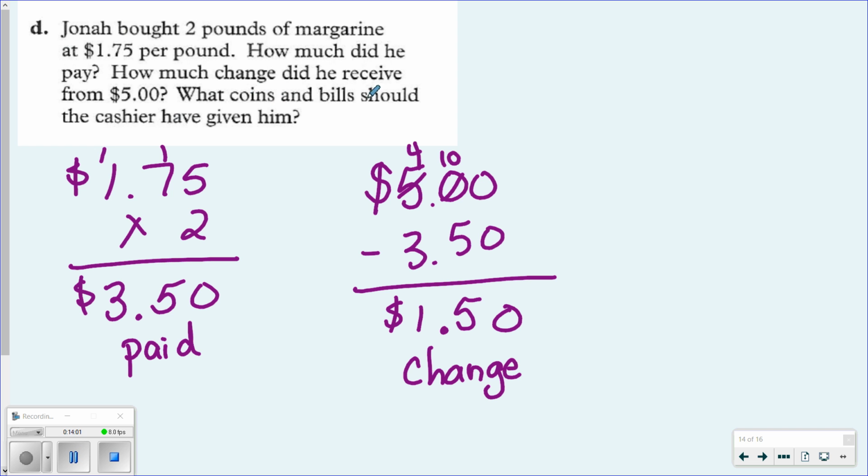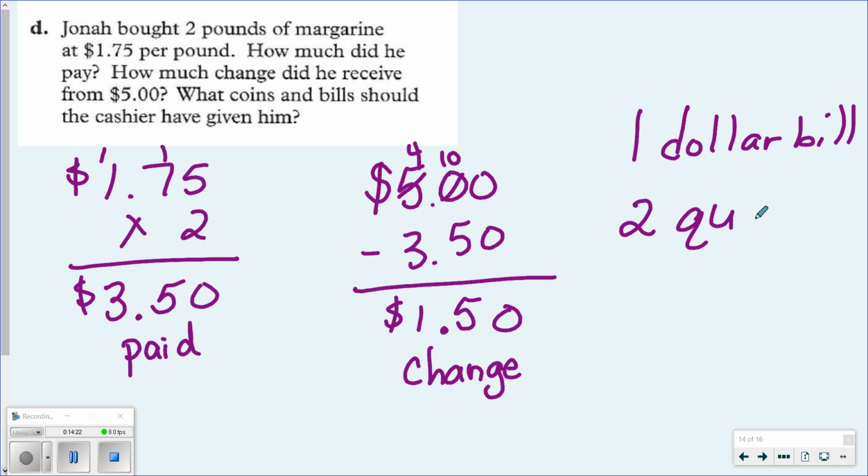And it says, what coins and bills should the cashier have given him? There's lots of ways to make $1.50, but we want the smallest amount. So we know a $1 bill would take care of the dollar. And then the 50 cents, the best way to make 50 cents could be a half dollar, but usually they will give us 2 quarters. So that takes care of your third question.